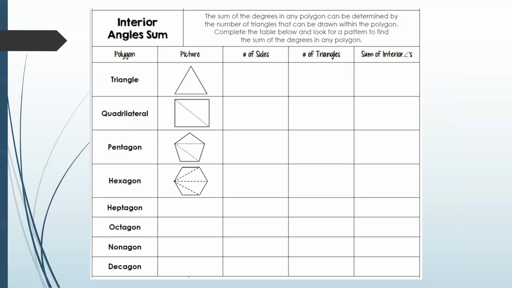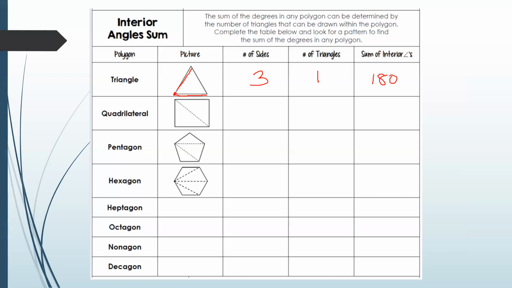So let's start with triangle, right? We know a triangle looks like this, and it has 3 sides. The number of triangles means how many triangles can you draw by connecting a vertex to the other vertices. Here, if I connect this vertex to this vertex, and then this vertex to this vertex, well, I've got 1 triangle. So we got 1 triangle. And we know the sum of interior angles. We learned that when you add the 3 interior angles of a triangle together, you always get 180.